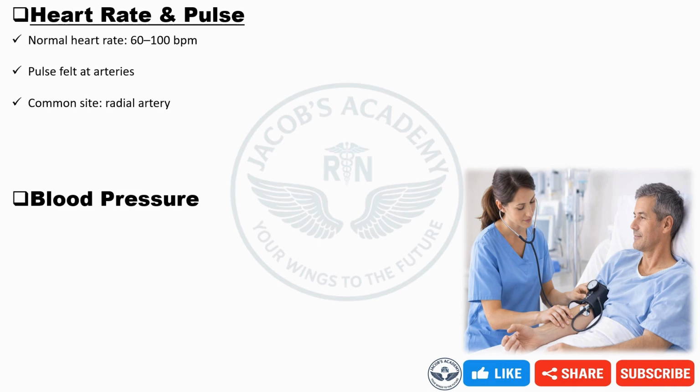Now let us understand heart rate, pulse and blood pressure. The heart rate refers to the number of heartbeats per minute. The normal heart rate in adults ranges from 60 to 100 beats per minute. And the pulse is the rhythmic expansion and contraction of arteries caused by the heartbeat, and it can be felt at the arteries. The most common site for checking the pulse is the radial artery at the wrist. So now let us move to blood pressure.